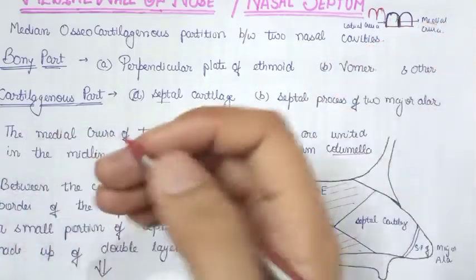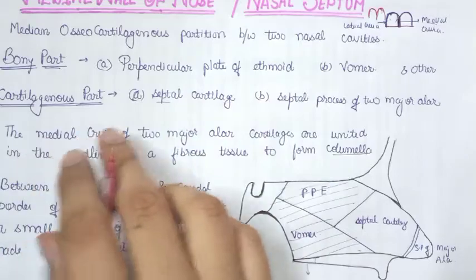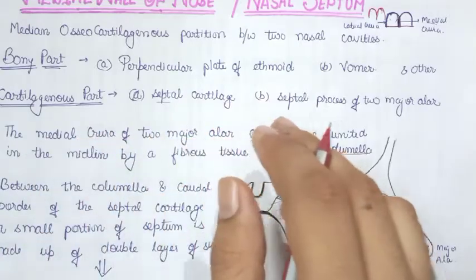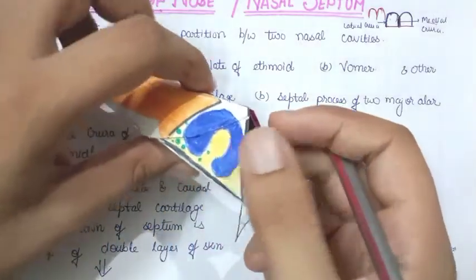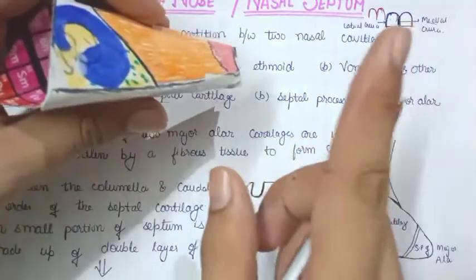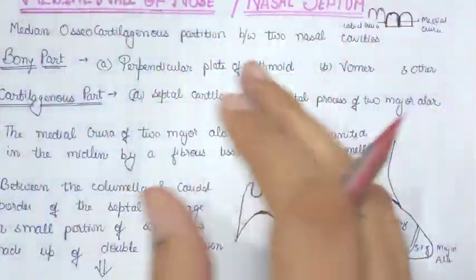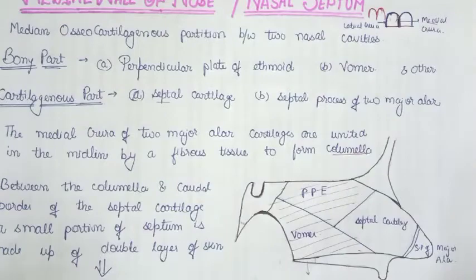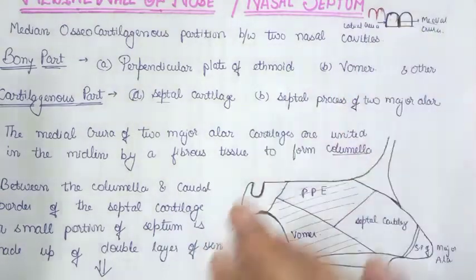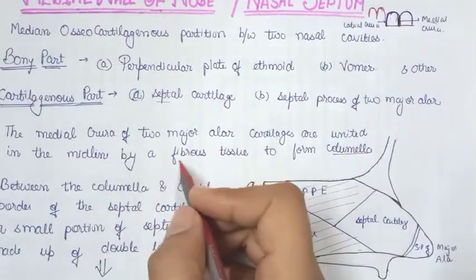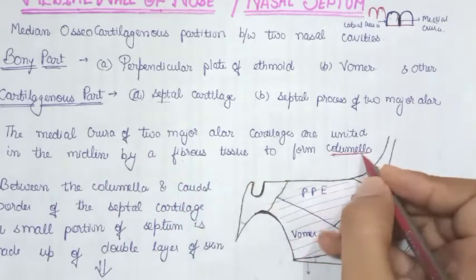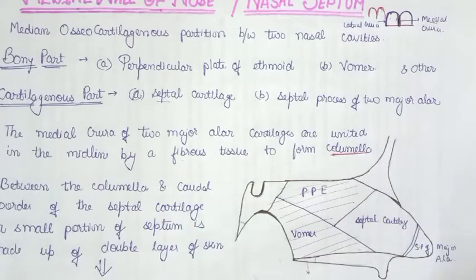So this is what is written in the theory part. The medial crura of the two major alar cartilages situated anteriorly. This is the major alar cartilage. You can have a view on the external nose video. Please have a look at it, and you will have a broader view of the topic that we have discussed. So they are joined in the midline by a fibrous tissue to form the columella. Columella also contributes to the nasal septum.